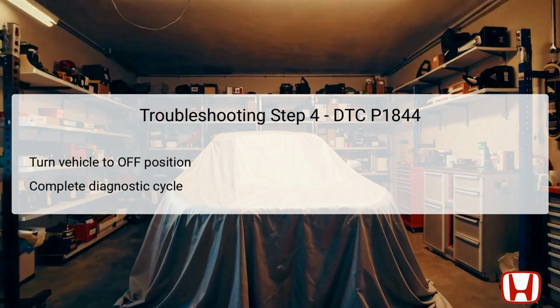In this step, you'll turn the vehicle to the off lock position after bringing it to a stop. Turning the ignition off allows the TCM to reset and can clear any temporary issues that may have been flagged during operation. This action is critical for resetting the system and reviewing any error statuses after cycling through the diagnostic process. If DTC P1844 reappears during subsequent tests, there is a strong likelihood that a persistent fault is affecting either the CVT drive pulley speed sensor or the TCM internally.